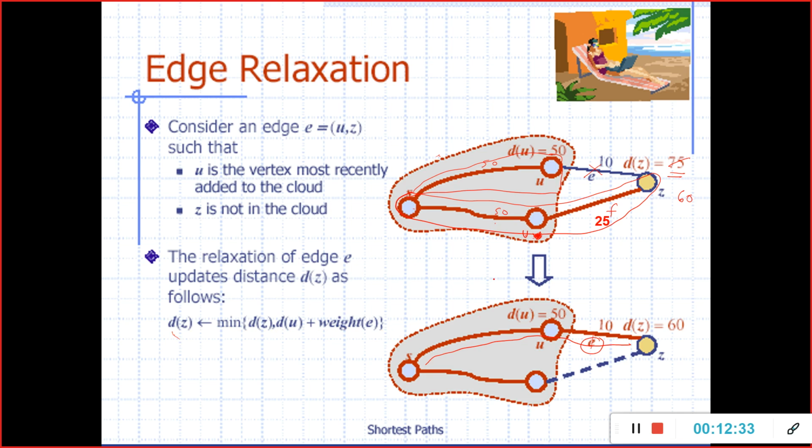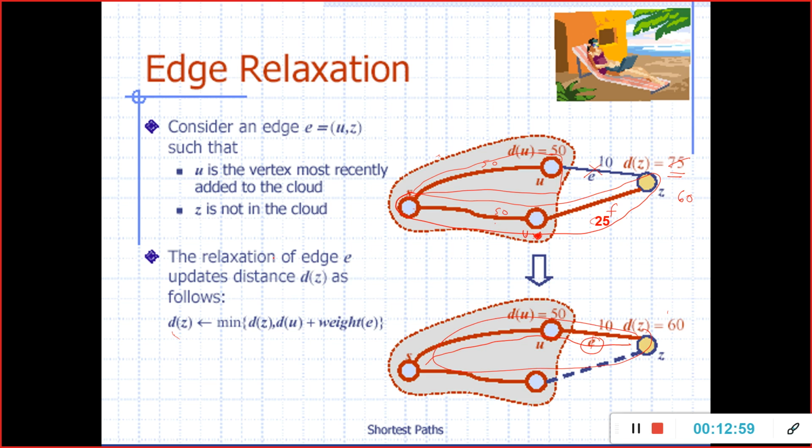So this is a formula. First you discover HF and then you got 75. And then when you discover HU is much more like a shorter route, much more nearer. So you have 10 compared to F. And when you add 50 plus 10 is 60. 60 is less than 75, so you remove 75, you put 60. So this is the shortest path.